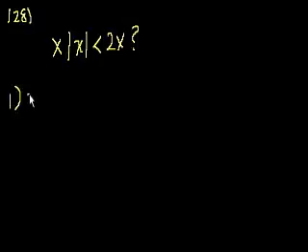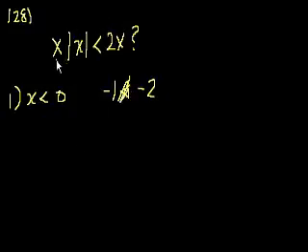Okay, statement 1 tells us that x is less than 0. So how does that help us? If x is less than 0, then the right-hand side is going to be less than 0. And the left side will also be less than 0 because you'll have a negative number times a positive number. They'll both be less than 0. But if we make x equal to negative 1, then this will not be true because you'll have negative 1 times 1, which is negative 1, which is less than negative 2, which is not true.